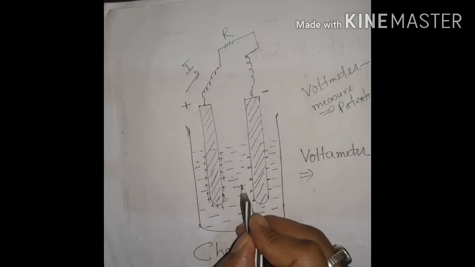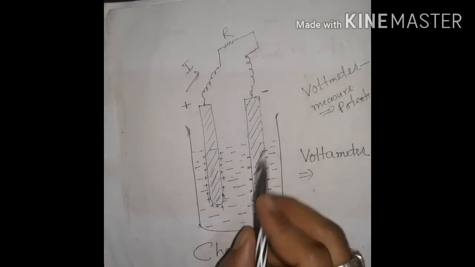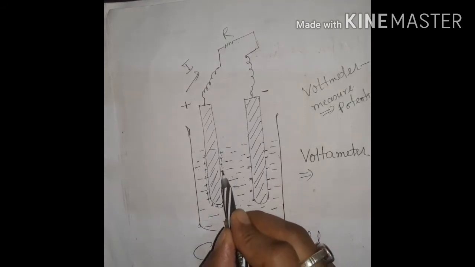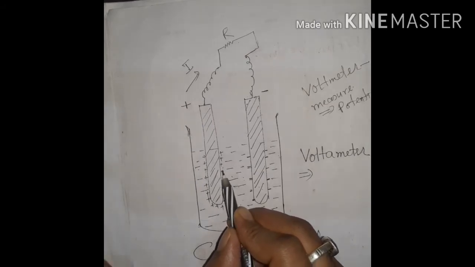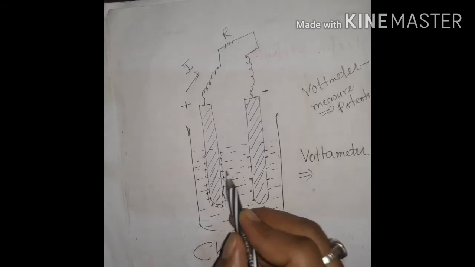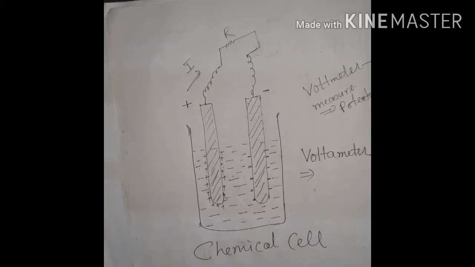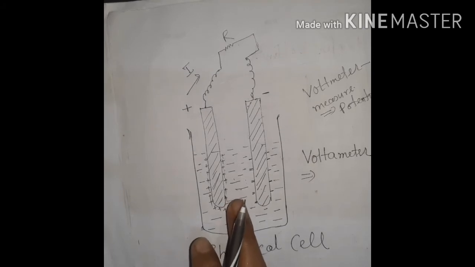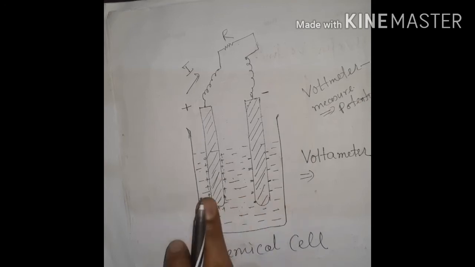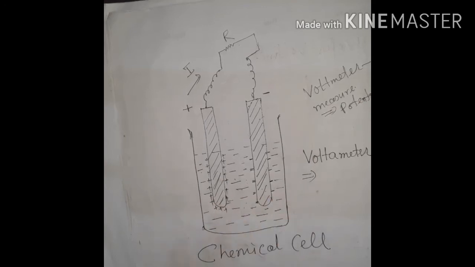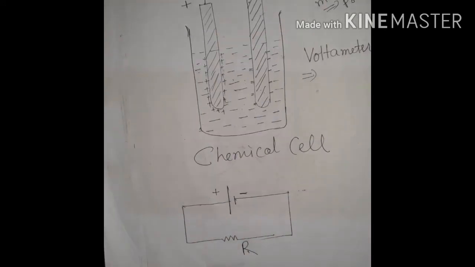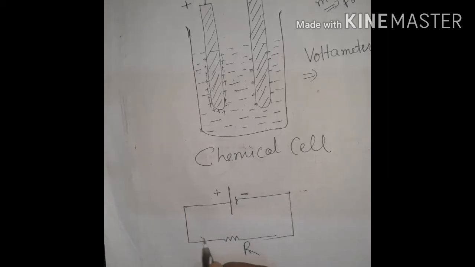So it means inside the cell, what is happening? The positive ions inside the cell go from the solution to the positive end, and vice versa. This is very simple and clear, and this is the circuit diagram for the so formed cell. So the current flows this way.